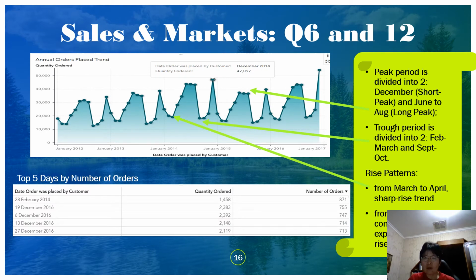We're talking about sales pattern here. Peak period is divided into two. December short peak, June to August long peak. Short periods also seen clearly divided into two, February, March, and September to October. The difference is that from March to April, we can see it consistently experienced sharp rise trend, whereas from October to November, it consistently experienced slow rise trend.